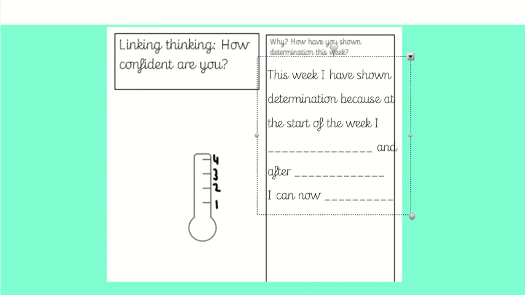Don't worry if you've forgotten the sentences. Please just replay this section and then have a go at that reflection. Talking about where you started, what you did to improve, and where you are now.